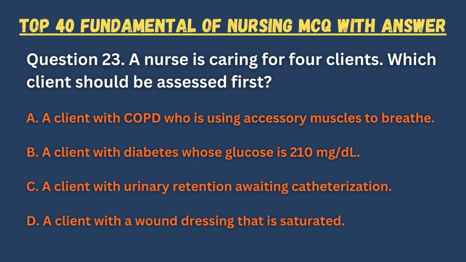Question 23. A nurse is caring for 4 clients. Which client should be assessed first? A. A client with COPD who is using accessory muscles to breathe. B. A client with diabetes whose glucose is 210 milligrams per deciliter. C. A client with urinary retention awaiting catheterization. D. A client with a wound dressing that is saturated.